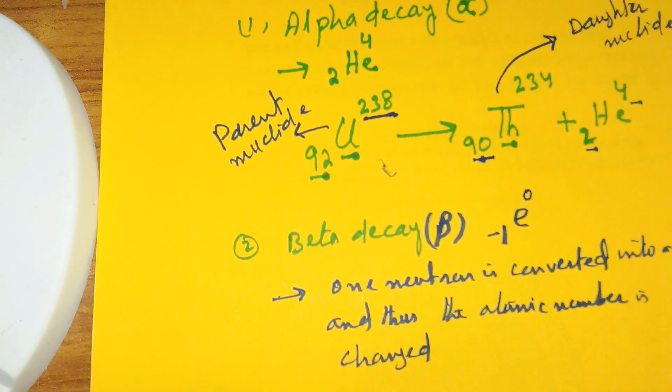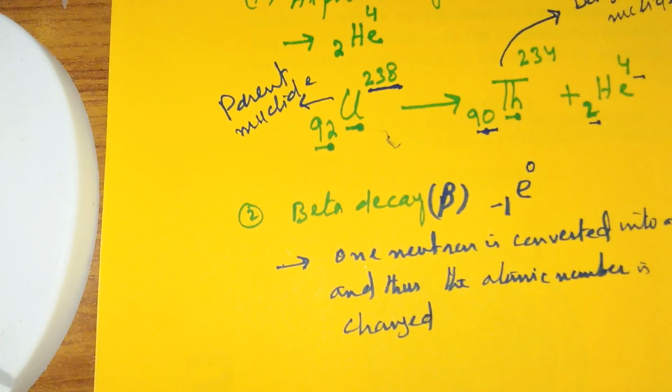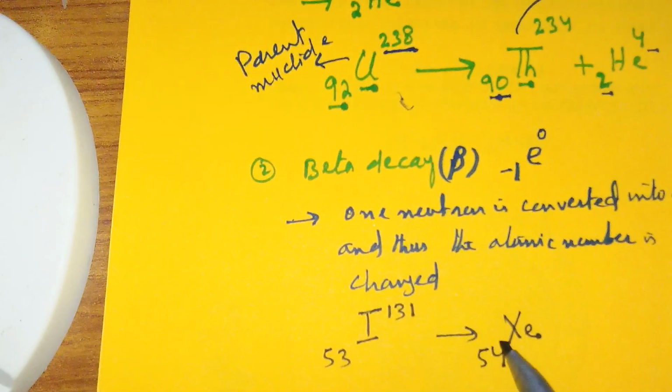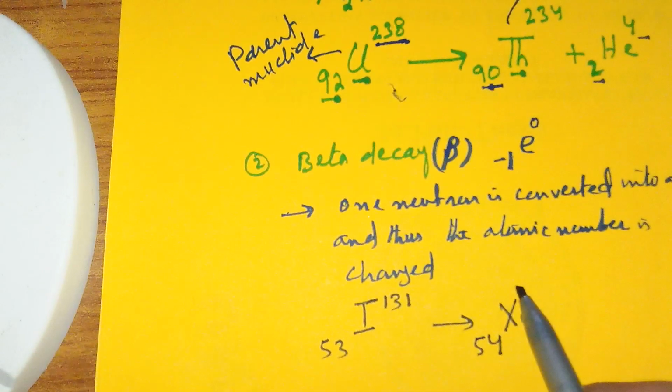So atomic number is changed. Let's explain this through a nuclear equation. For example, if I say that I have iodine, the atomic number of iodine is 53 and the mass number of iodine is 131. Now, if a beta decay process takes place, this iodine is converted into xenon, and it has atomic number 54.